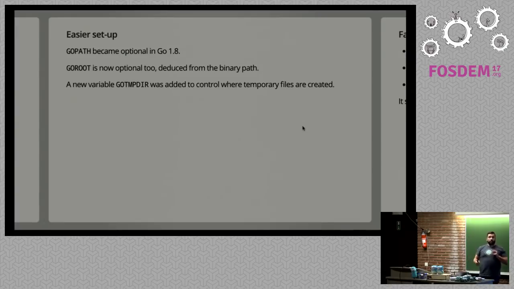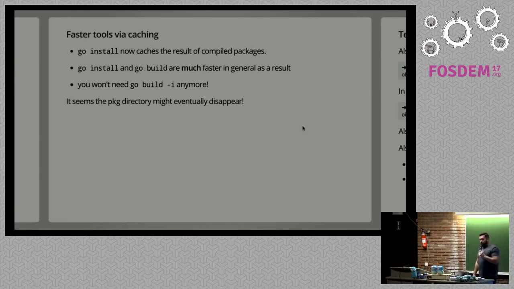Also, we added a variable to control where you want to create your temporary directories. It's called GOTMPDIR. You can also control it with TMPDIR in most OSs, but it's there if you think it's useful for you. Other than that, everything is faster. This is actually really cool.